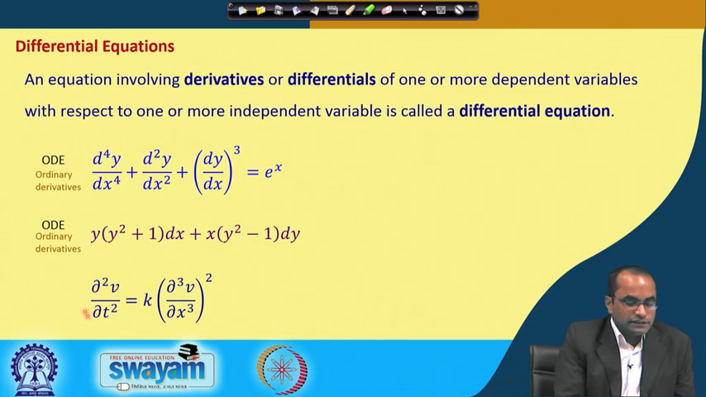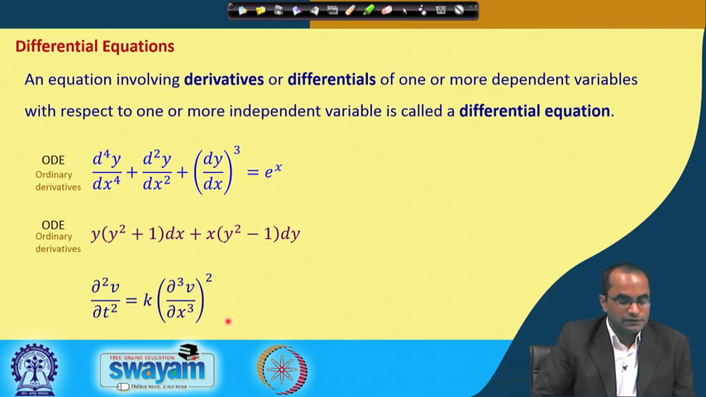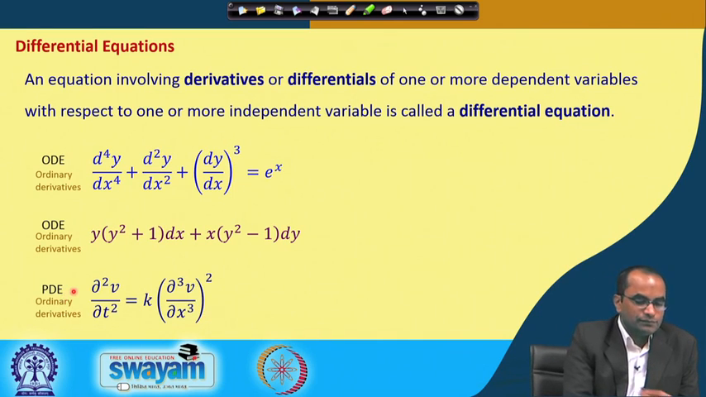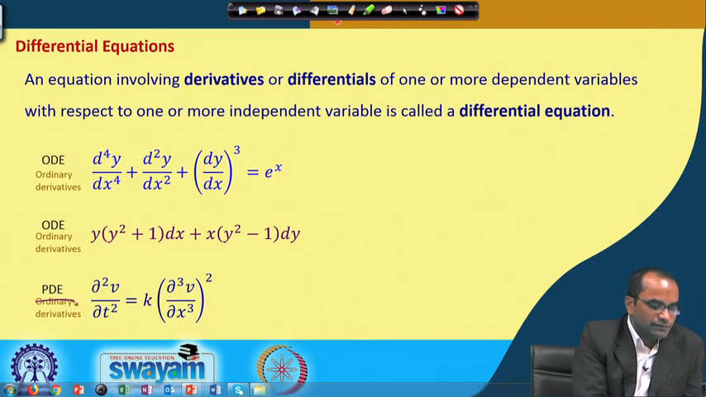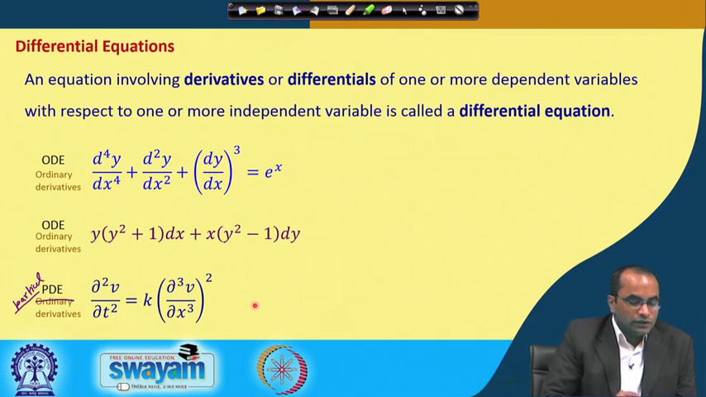For instance, here we have two independent variables, x and t, and this v depends on the two variables x and t. So, here we have the notion of partial derivatives in the equation, and therefore this is called a partial differential equation, or PDE, because here we have partial derivatives, not ordinary ones, in the equation.